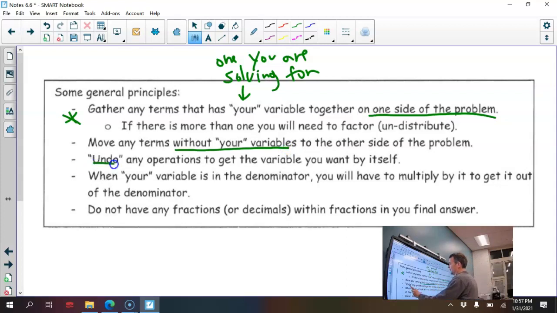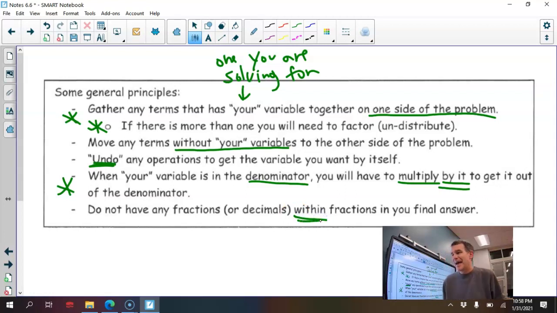Now, we already saw this on the front: undo any operations to get the variable by itself. I skipped this for a minute. I'm going to come back to it. Here is a big one. When your variable is in the denominator, you will have to multiply by it to get it out of the denominator. I'll show you an example of that. And last up, do not have any fractions or decimals within fractions in your final answer. And I will show you what I mean by that.